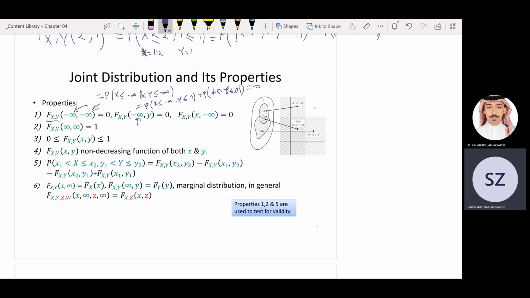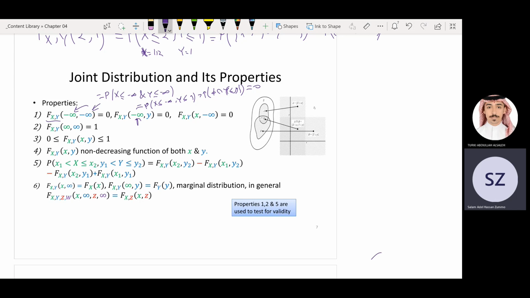Similarly, F_XY at any x and y equal to minus infinity. So basically, when we put minus infinity in either one of them, we get 0, because there will be a phi in that component, X or Y, which gives the intersection between the two events as phi, which gives the probability equal to 0.